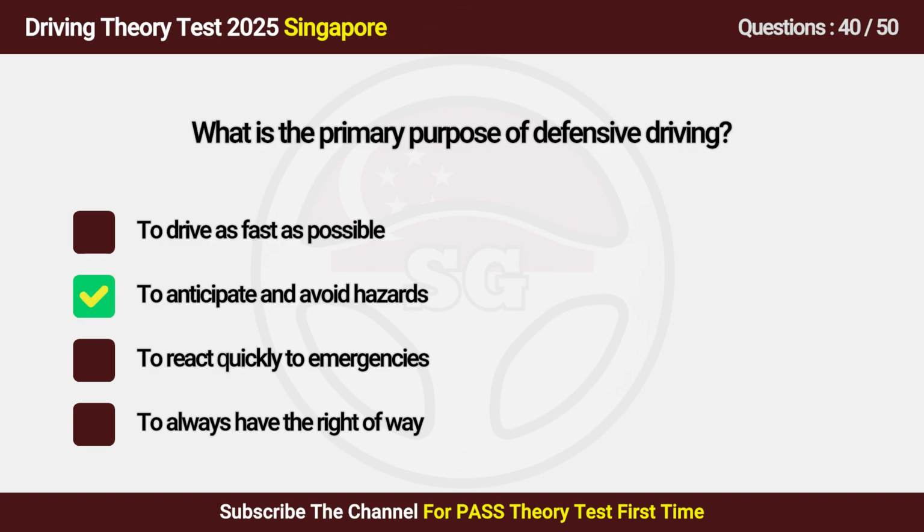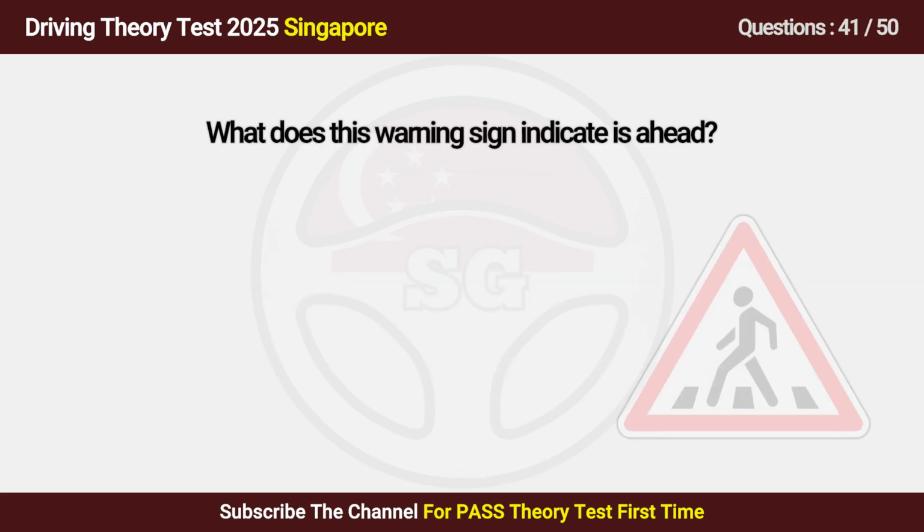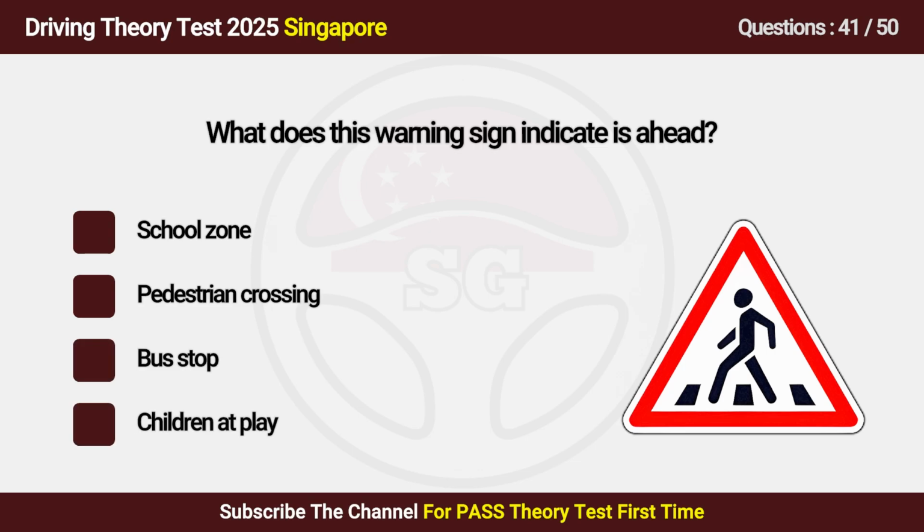Answer is B. To anticipate and avoid hazards. Defensive driving is about anticipating potential hazards, recognizing dangerous situations, and taking proactive measures to avoid accidents, rather than just reacting to them. Question 41. What does this warning sign indicate is ahead? A. School zone. B. Pedestrian crossing. C. Bus stop. D. Children at play.